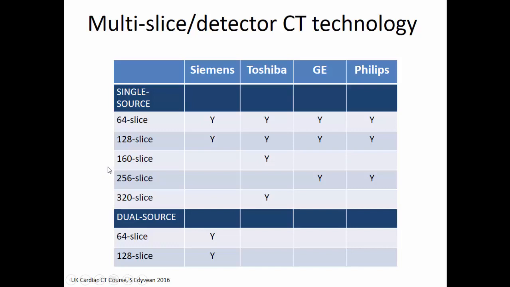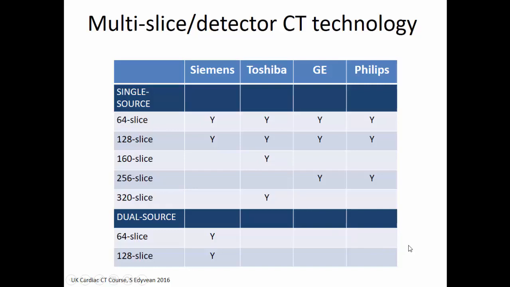Is it 160 detectors in the Z-axis, that's the slices, or 160 images, and it might only be half of that, or say the 128 slice, it might be 64 detectors, but 128 image slices. Okay, I've probably completely confused you, but just hold on to that for a moment.